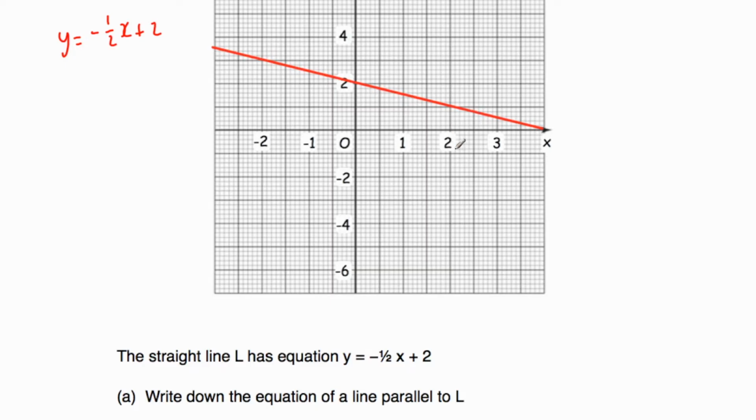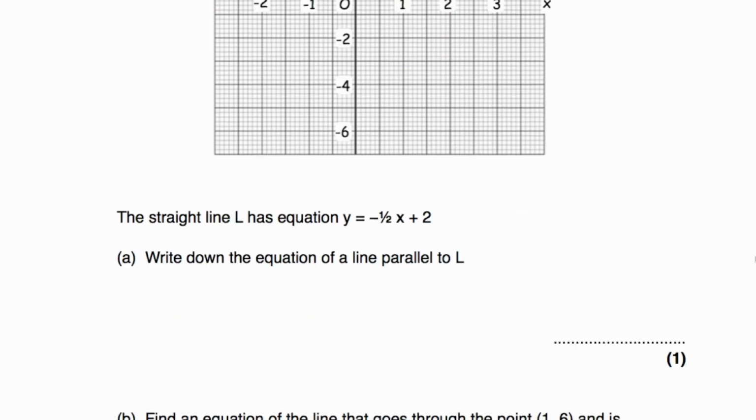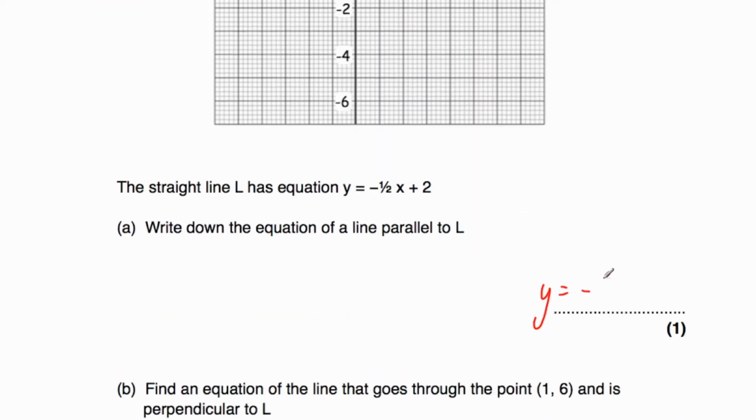Now remember, if two lines are parallel to each other, they'll have the same gradients, so we just want to write down a line that's got a gradient of minus a half. So let's do that. y equals minus a half x. We could just leave it like that because that's parallel to it. y equals minus a half x passes through the origin. I'm going to write plus 19, so y equals minus a half x plus 19. It still has a gradient of minus a half, and that's it. It's a line parallel to that line.